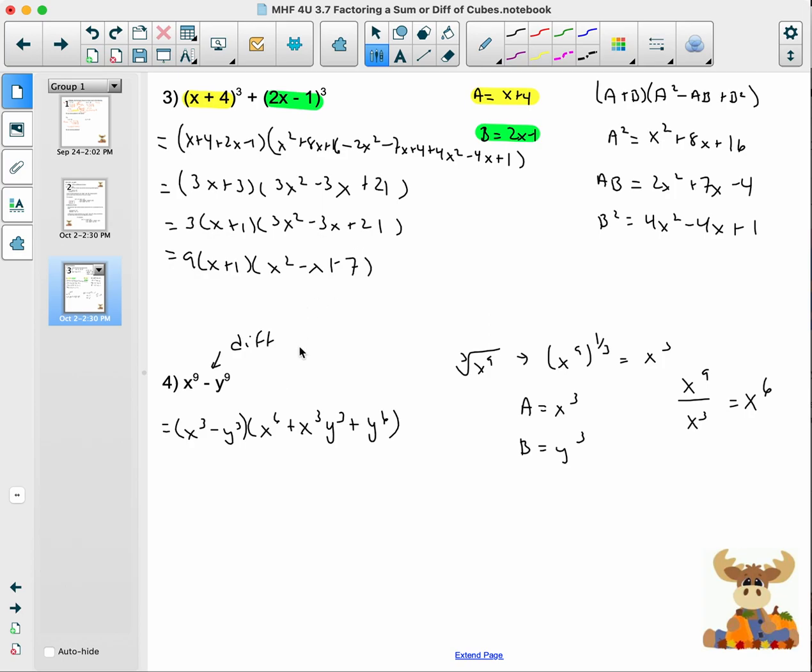That's all fine and wonderful. But this is another difference of cubes. Okay, so again, you just have to apply that whole process a second time. So the cubed root of x cubed is x, and the cubed root of y cubed is y. And then I would have x squared plus xy plus y squared times x to the 6, x cubed, y to the 6.